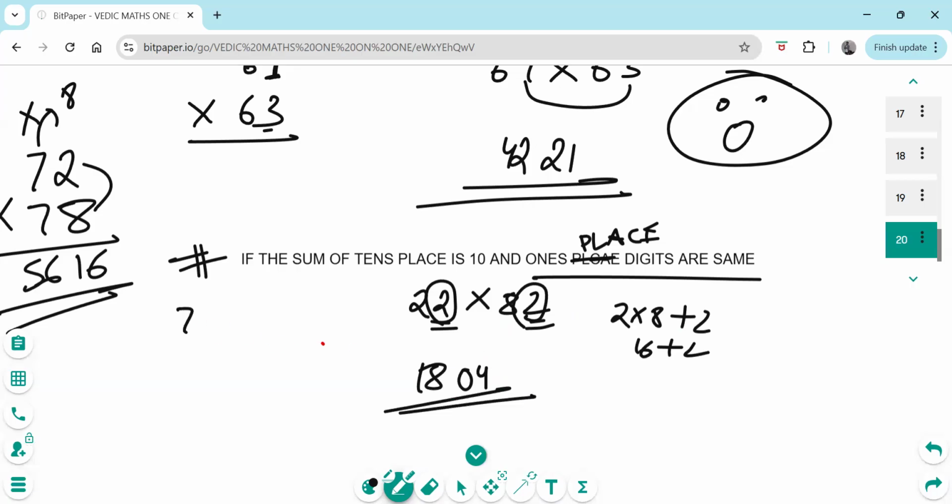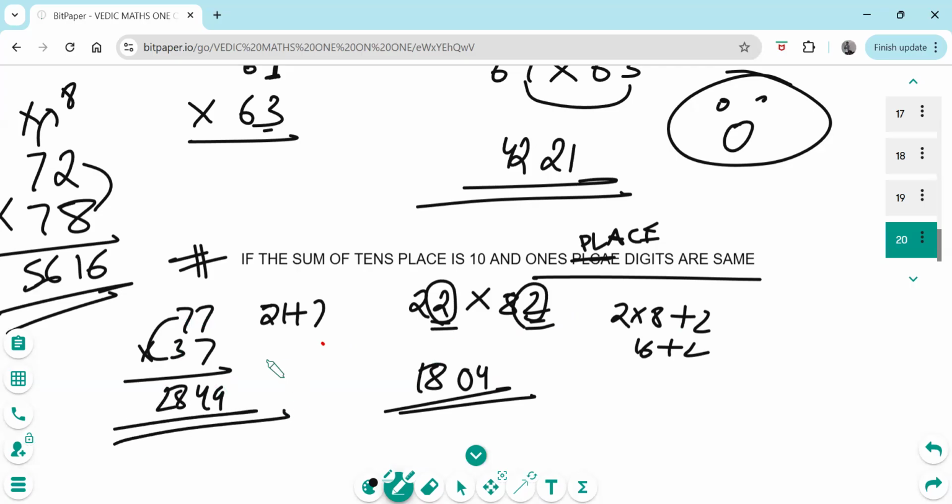Let me do another one for you. 77 into 37। टेंस प्लेस का सम 10 है और यूनिट प्लेस सेम है, राइट। तो आप क्या करेंगे? 7 को 7 से मल्टीप्लाई 49, जैसे यहाँ पे 2 को 2 से किया था। 7 3 is 21 and add 7 because unit is the same, 7 at 28 and voila, we are done. So quick, right? So this is how we can use this technique also faster.